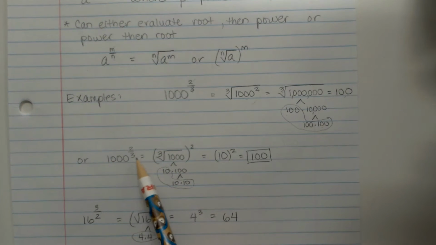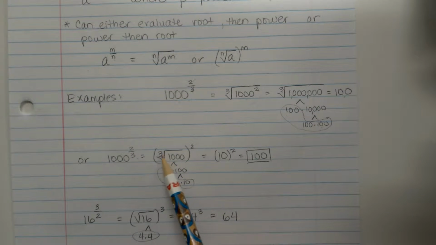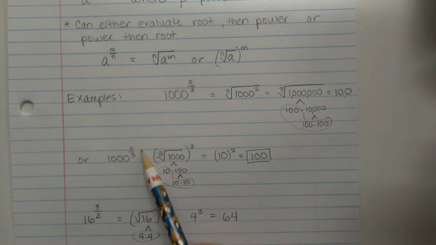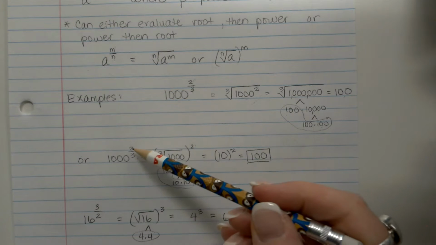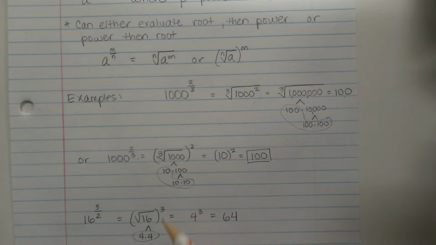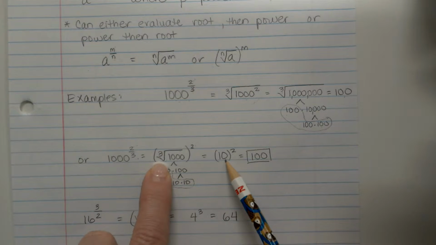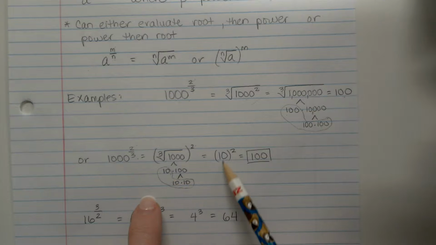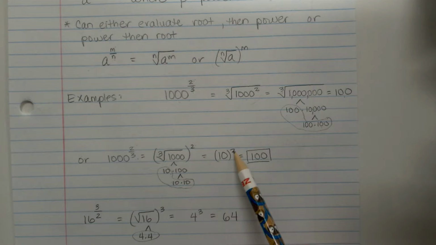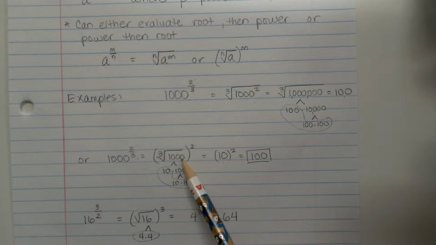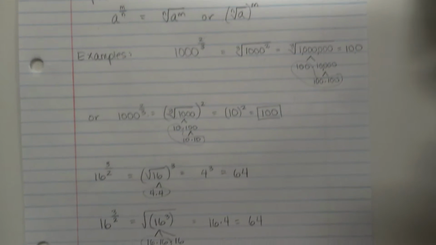But what if I said, hey, I want to do the root first? Let me do the cube root of 1,000, then raise it to the power. Because again, the numerator is the power, the denominator is the root. So here, I'm factoring out 1,000 into 10 times 10 times 10. The cube root, I'm looking for a set of 3, so that gave me 10. So the cube root of 1,000 ended up being 10. Now I want to square it, and 10 squared is 100. Sometimes doing this one first gives you smaller numbers to work with. So just thinking about that.